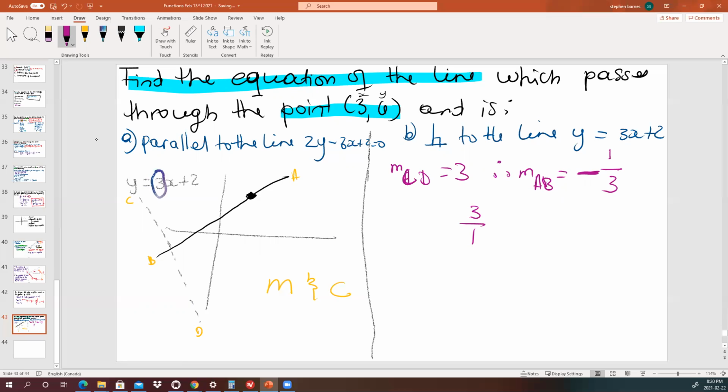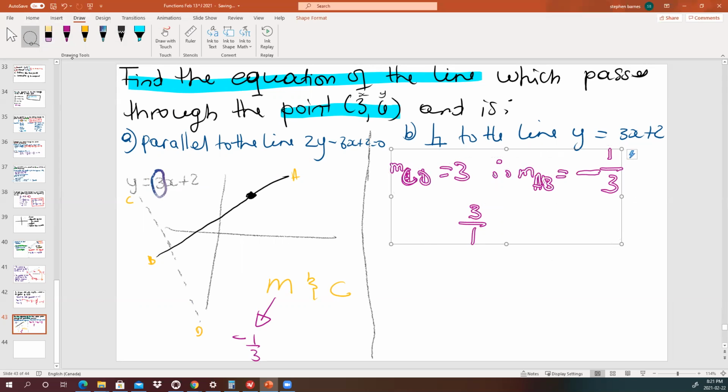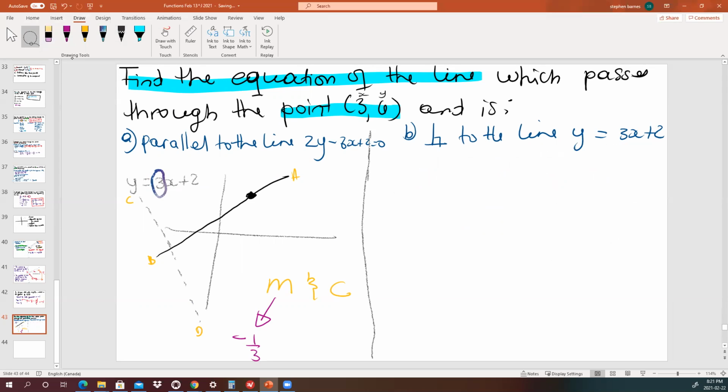Following, everybody? Okay. So we know that our gradient is negative 1 over 3. The gradient for AB is negative 1 over 3. So I'm just going to write it here. We're finding the equation of the line. So we found m already, so we're just going to find c. And we know x and y for this line. We know one x value and one y value to be 3 and 6. So we can substitute it in the equation of the line and move on from there.